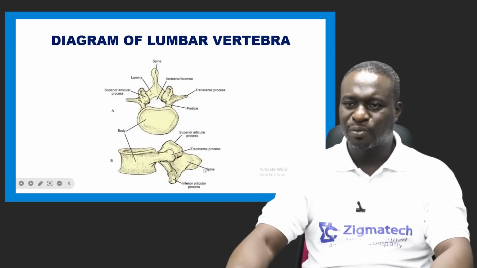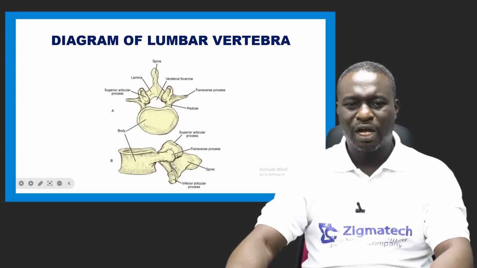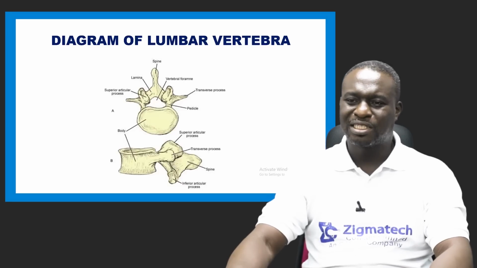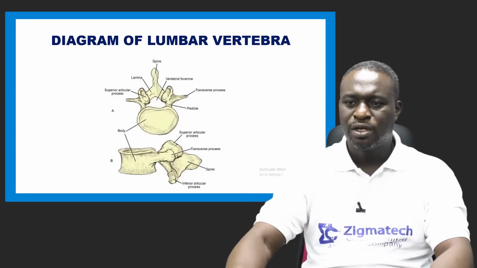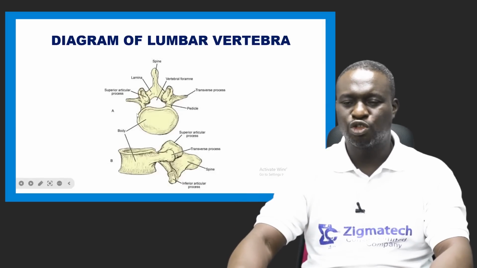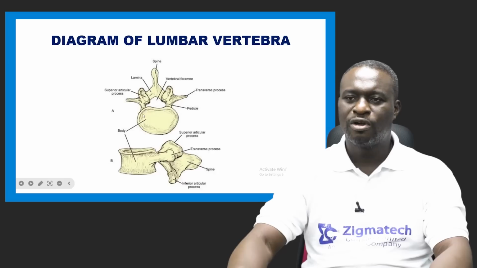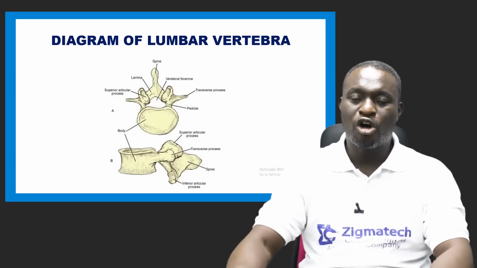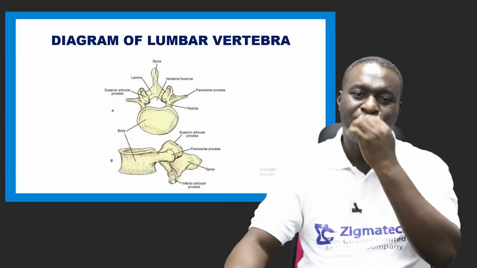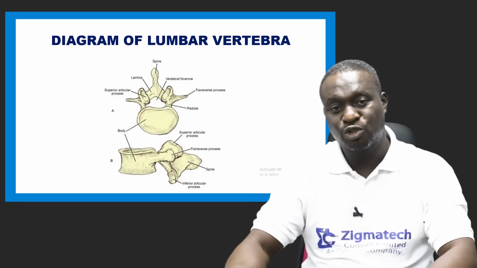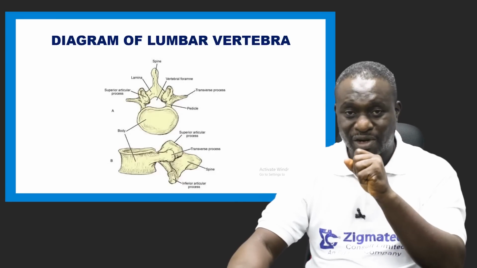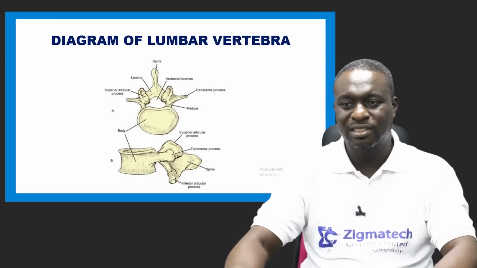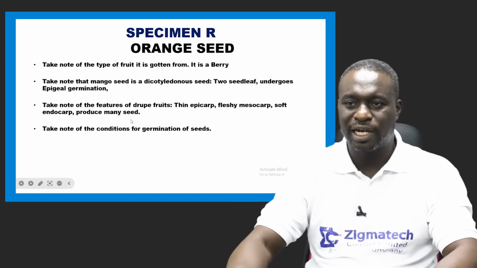You can see the neural spine. See how it is. It is quite different from the thoracic vertebra. In the thoracic vertebra, we said it is projected upwards and backwards a bit. So these are important areas we should take note of when drawing the diagram of the lumbar vertebra. Please also try as much as possible to remember the structure of the lumbar vertebra, the diagram, very important. Questions might be asked to actually draw this diagram.